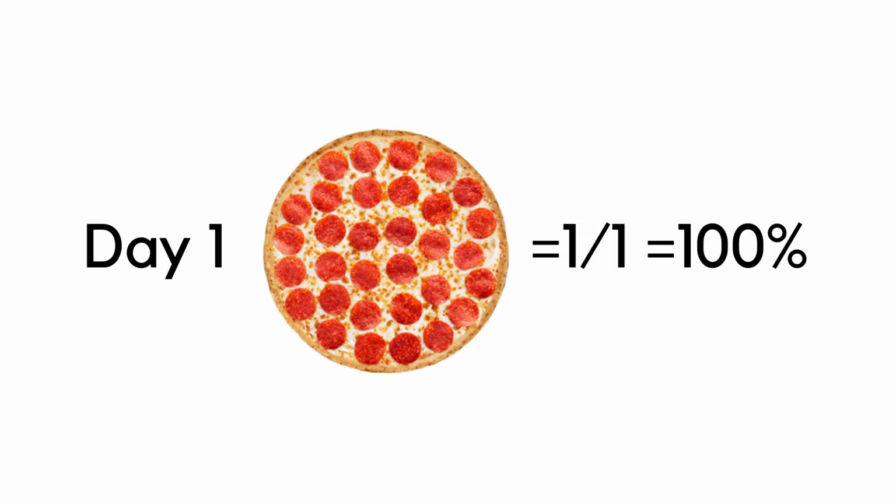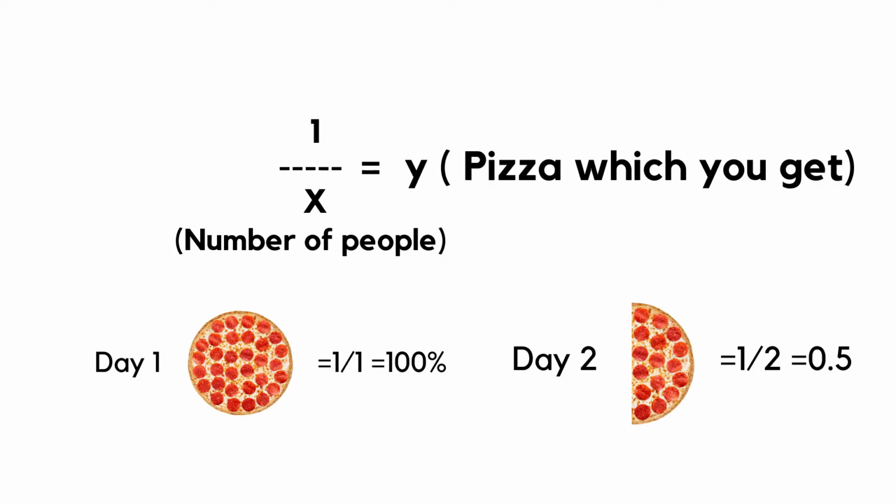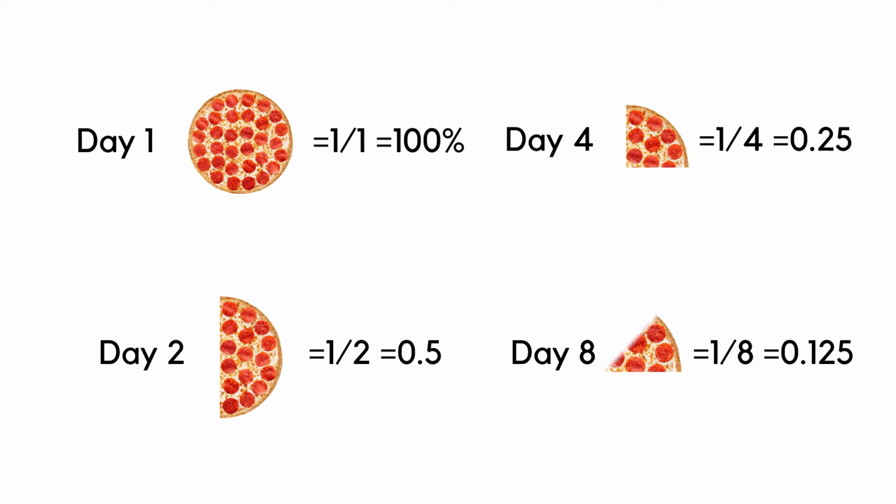On the first day you can eat your pizza, which is 1/1, which is 100%. So you are happy about it. On the second day, you have to share it with two people, which is you and another person. So 1/2, which is 0.5 or rather 50%. For understanding, we'll keep the denominator's value as x and the actual pizza part as y. So on the fourth day, we will have a quarter of pizza, which is 1/4, which is 0.25. So you get only a quarter slice. If we continue this pattern, on the 8th day we will have 1/8, which is 0.125, right?